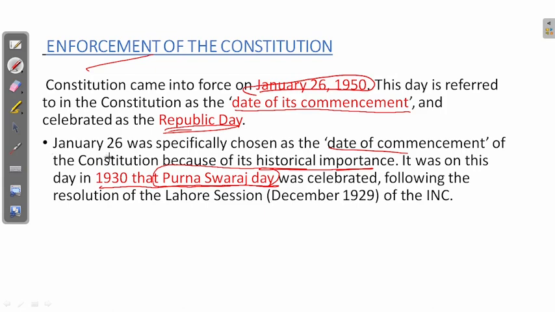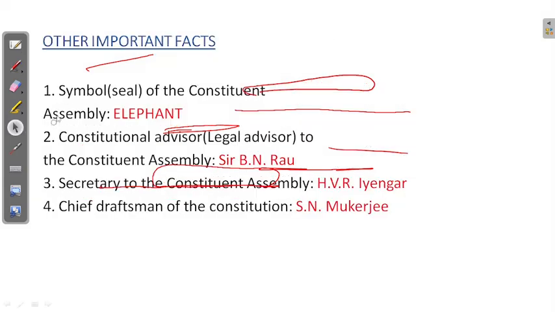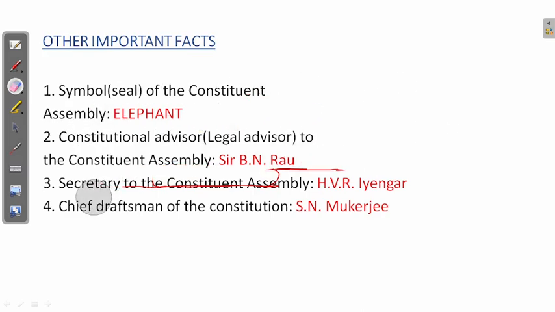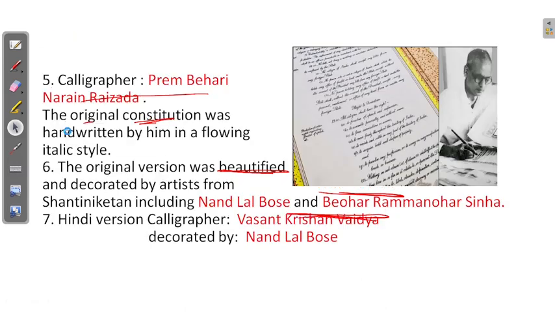Next, we'll see some of the facts. Again, these facts you need to remember. The symbol of the Constituent Assembly is the elephant. The constitutional advisor or legal advisor of the Constituent Assembly is Sir B.N. Rao. Secretary to the Constituent Assembly is H.V.R. Iyengar. Chief draftsman of the Constitution is S.N. Mukherjee. Calligrapher: Prem Behari Narain Raizada.